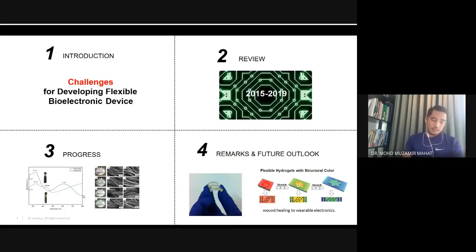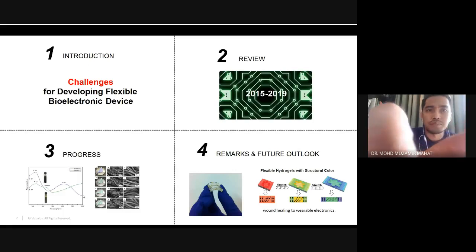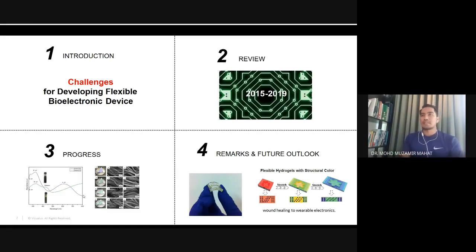Number one is the introduction part. In here, we will be discussing the challenges that we face to develop these flexible bioelectronic devices. And the second outline will be on the review. So review is something that is highly important before we start research. Secondly, it is to know how far we have gone so that we know we are at the pace of the direction.